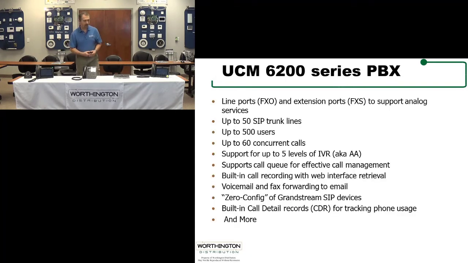Now talk about the PBX. Now this little unit right here is a 2-line PBX, which means it has 2 analog lines into it. But don't think it stops there, because you can actually have 50 SIP trunk lines going to this thing. So through the network connection, you can feed 50 lines into it, plus the 2 analog lines. You have 500 users, and you have 60 calls going on at the same time.